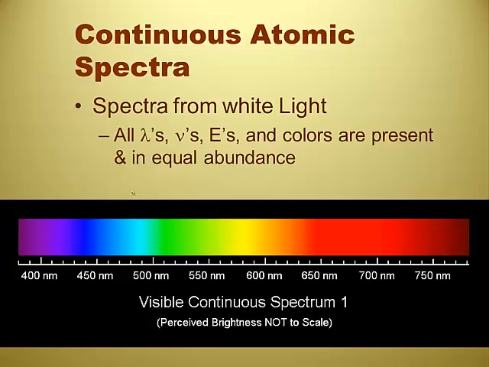I don't know. Continuous atomic spectra. Spectra from white light. White light gives off all wavelengths, frequencies, energies in a continuous stream of color. Roy G. Biv. Or equal abundance. So you get all of these colors. This is a breakdown of the white light spectrum, right?